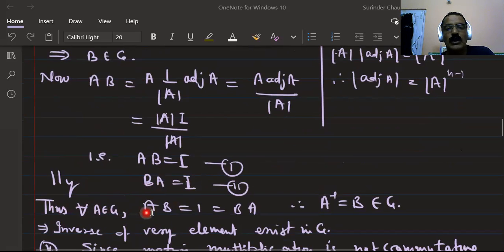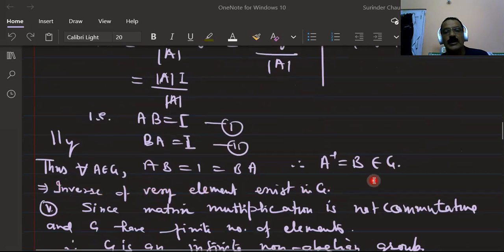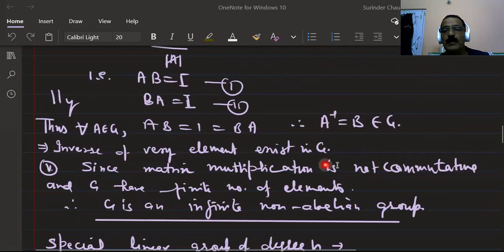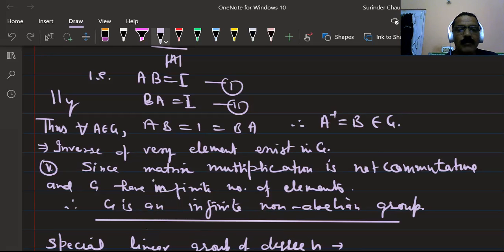Thus, for all A belonging to G, A times B is equal to B times A is equal to the identity matrix I. This implies A inverse is equal to B, or B inverse is equal to A. So every element in G has an inverse. Now, since matrix multiplication is not commutative, G is non-abelian, and G has an infinite number of elements. Therefore, G is an infinite non-abelian group.